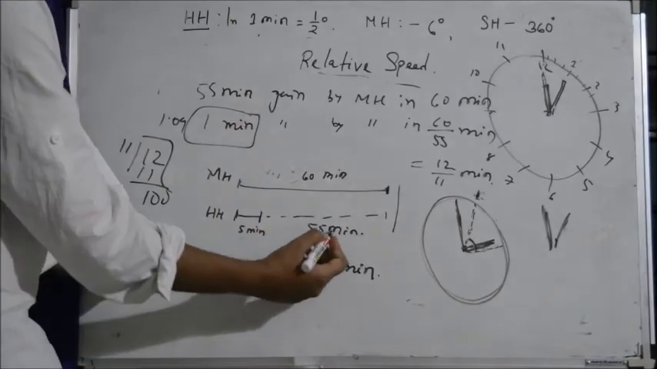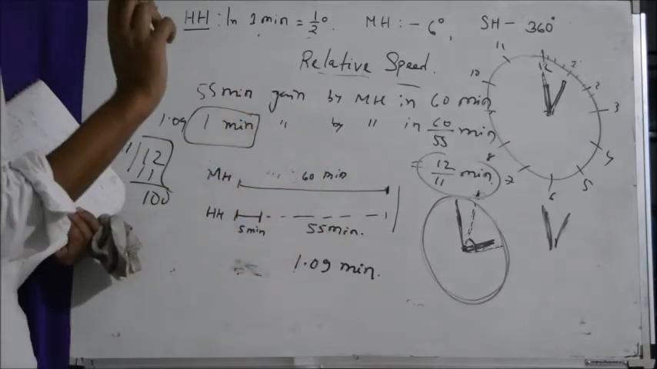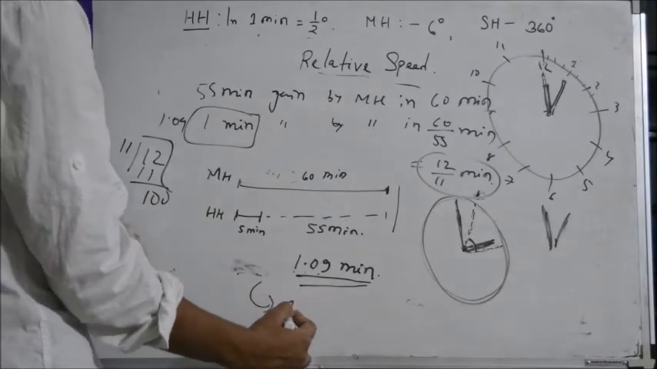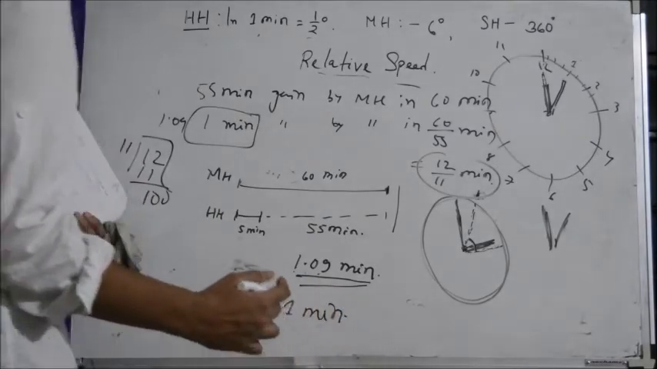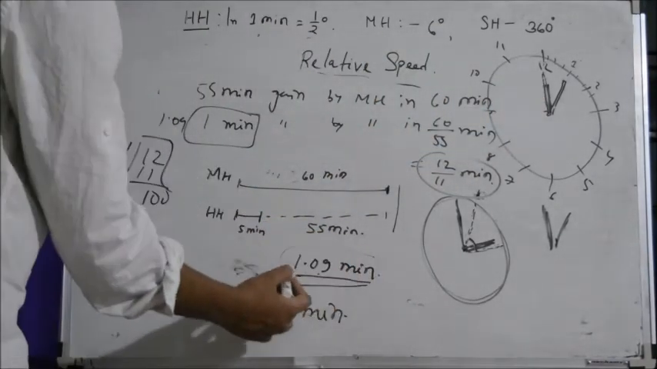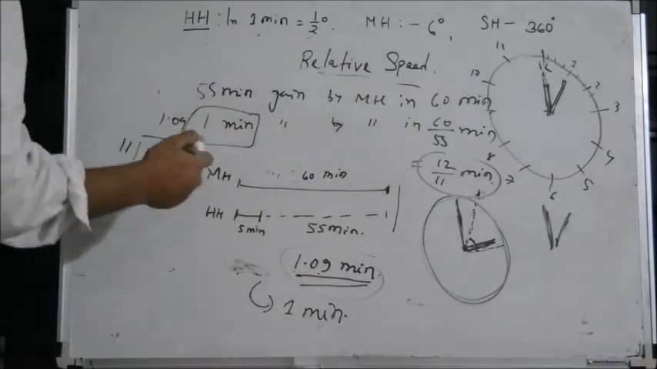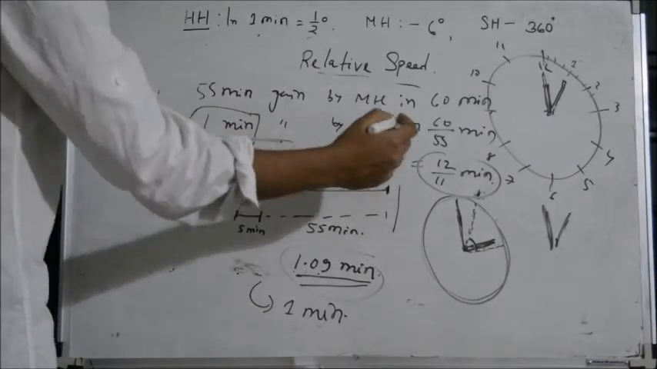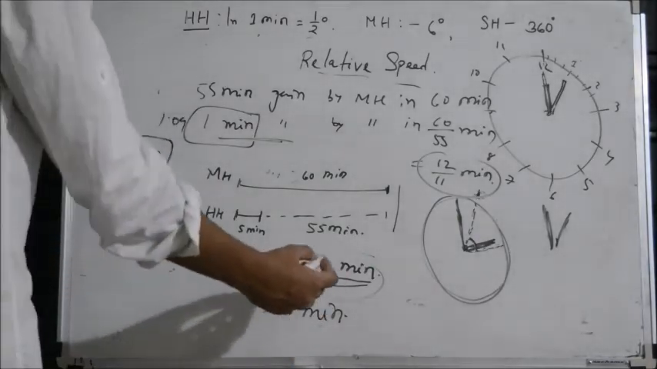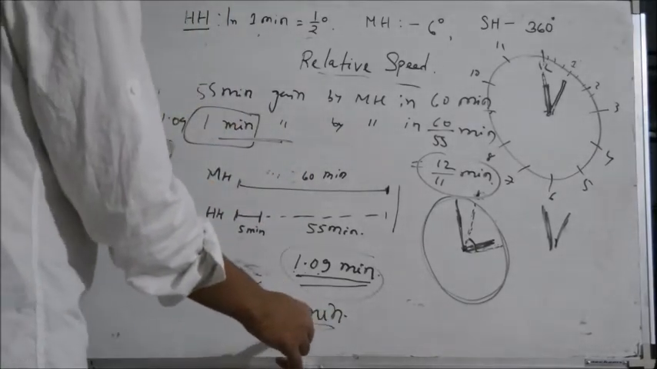For this, we have found out 12 by 11 minutes, that is 1.09 minutes. So, when the minute hand will move 1.09 minute, only then it will gain 1 minute. With respect to whom? With respect to the hour hand. Why this? Already we have discussed here. 55 minutes gained by minute hand in 60 minutes. Therefore, 1 minute gained by minute hand in 60 by 55, that is 12 by 11, which is equal to 1.09. That means when the minute hand will move 1.09 minute, only then it will gain 1 minute.